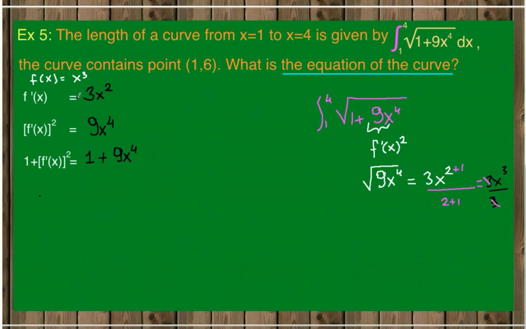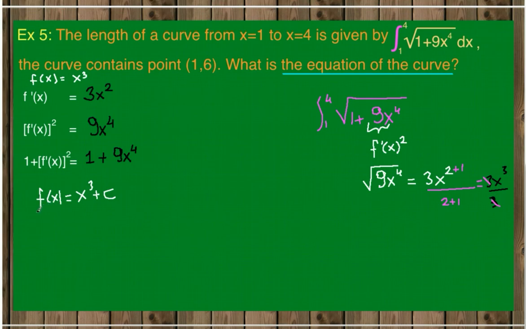Knowing that our f of x is x cubed, we can find the equation. Our equation will be x cubed plus some constant. We know that our function passes through the point (1, 6). If we plug in this point, we can find the equation.